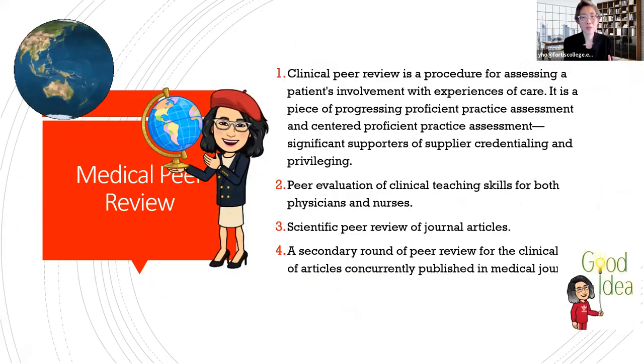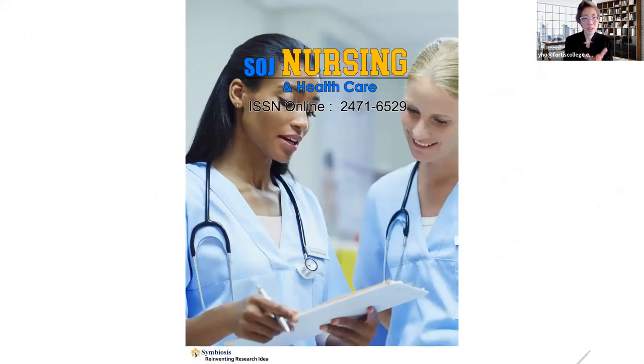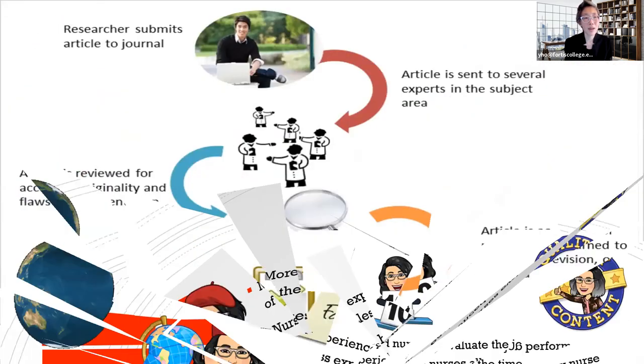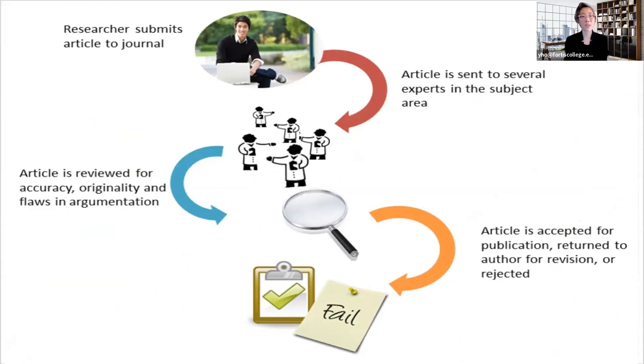And then medical peer review, that's what you guys would be doing. If you wrote an article for a nursing journal, then other nurses will read your article and deem it good enough or not good enough for the journal. So this is an example of a medical journal that you would write for as a nurse. This is an actual nursing journal, nurses writing for nurses. And nurses help each other on the job. And this is how an article goes through peer review until it finally gets published.